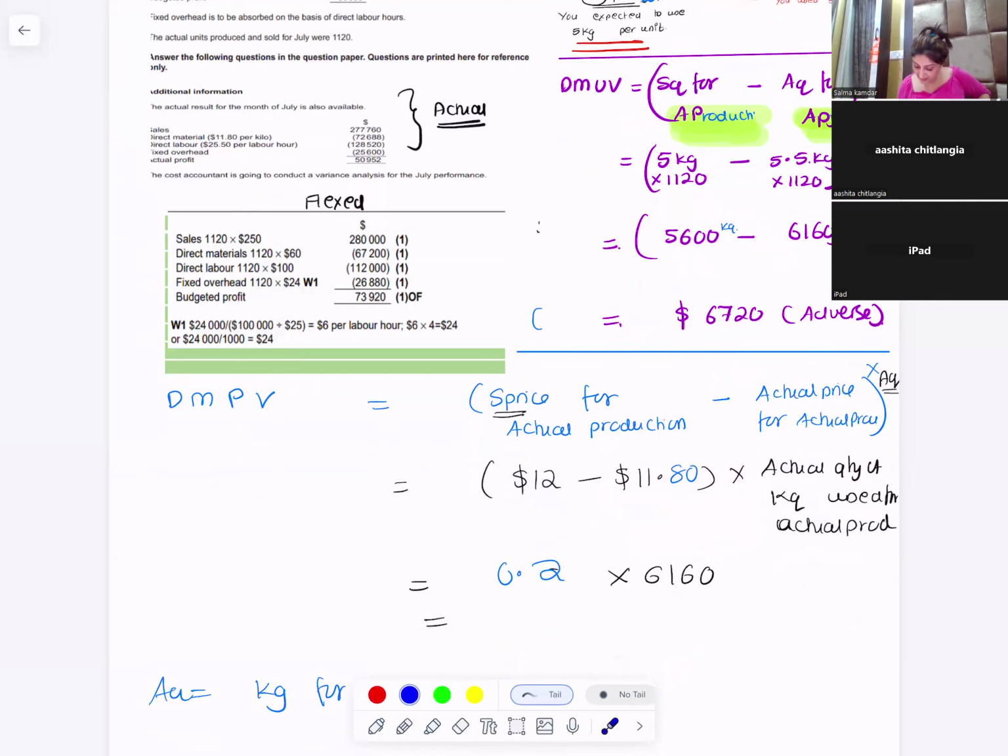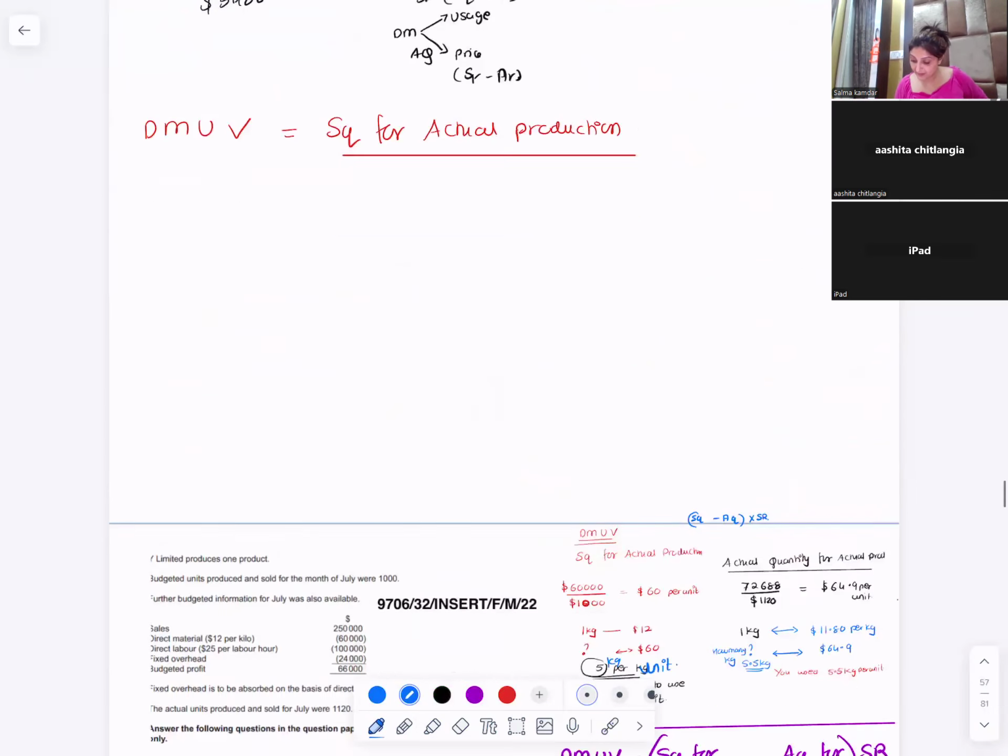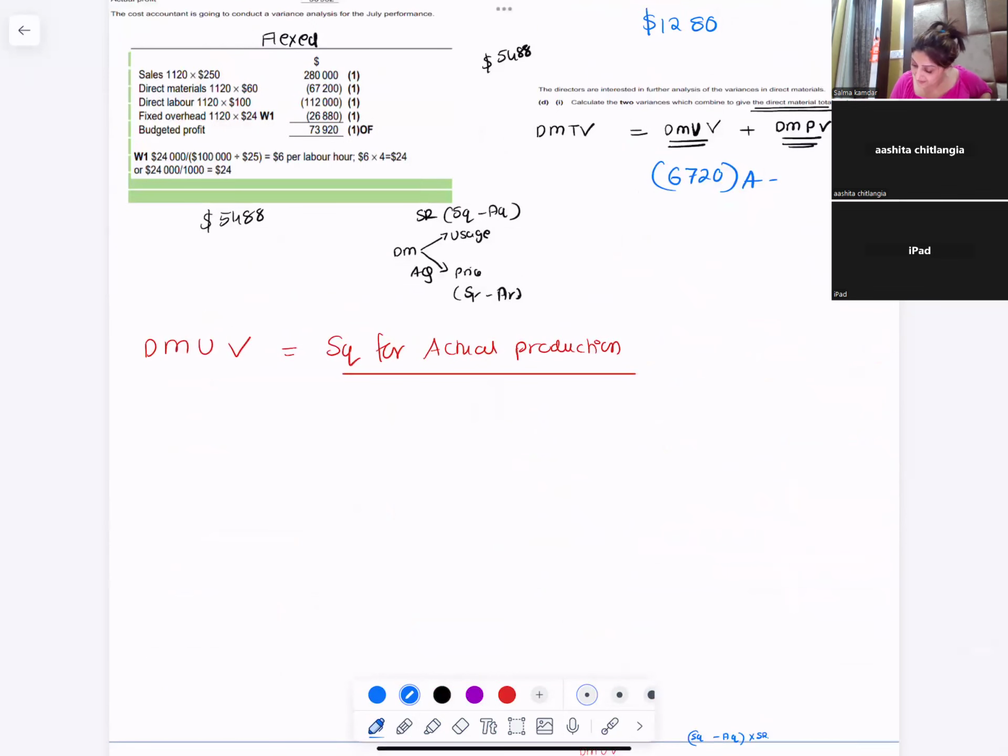1232. Now you tell me, is it adverse or favorable? You were supposed to spend $12, but you spent 11.80, so it's favorable. So it is $1232 favorable. So direct material price variance is $1232 favorable.